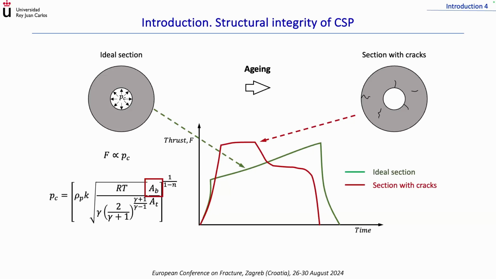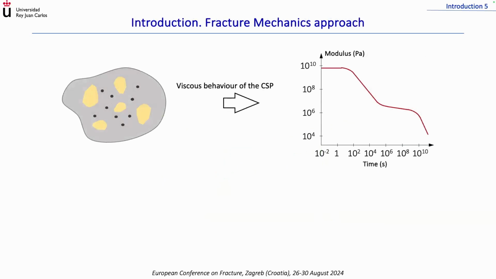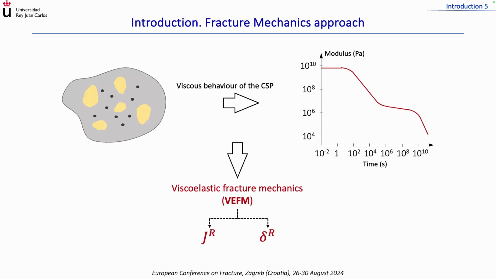So when the composite solid propellant is aged, structural integrity issues arise. To perform correct fracture characterization, it is important to choose the adequate fracture mechanics approach. These materials show strong viscous effects in their properties, for example, stiffness or relaxation. So the most adequate fracture mechanics approach to use is viscoelastic fracture mechanics. This approach depends on two fracture parameters: the pseudo or reference J integral, J_R, and the pseudo or reference crack tip opening displacement, delta_R.